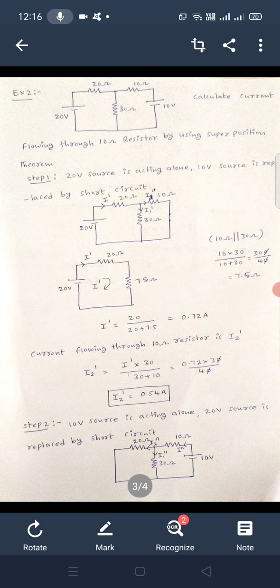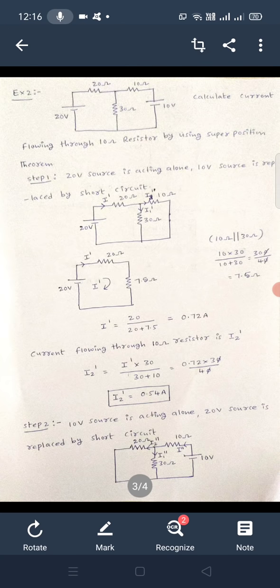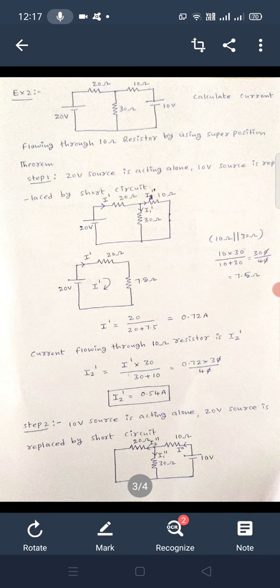To calculate I dash, first we have to calculate the equivalent resistance on the source side. To do that I have to start from the opposite end, that means from my right side, because I have to calculate R equivalent on the left side. My right side is the 10 ohm and 30 ohm resistors. These two resistors are connected in parallel, right?